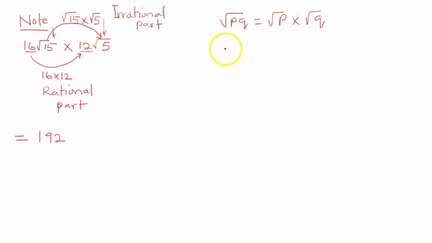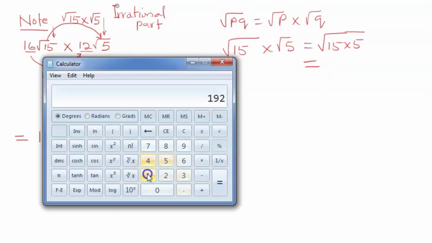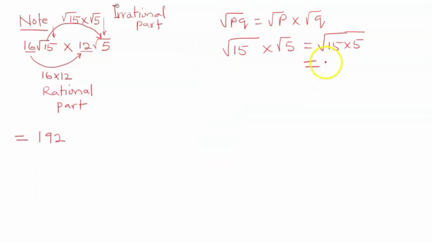All right, so in the same vein, if we have 15 multiplying root 5, it is the same thing as saying root of 15 times 5. Did you see this? So that's how you express it. So when you do 15 times 5, it's going to give you 75. Okay, so we have 75 as this.